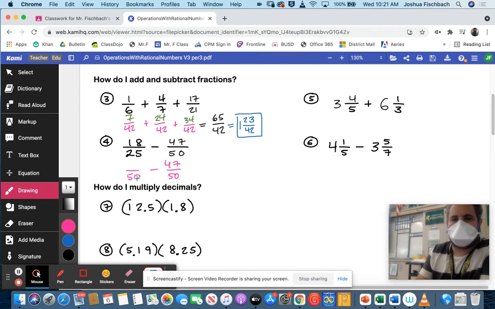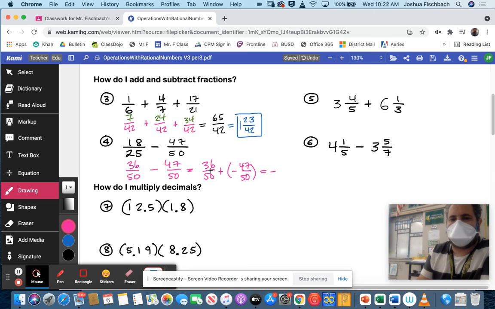25 times 2 is 50. 18 times 2 is 36. So you have 36 50ths, take away 47 50ths. Now, as you guys know, taking away is the same as adding a negative. So we can think of this as 36 50ths plus negative 47 50ths. Who's going to win that battle, positive or negative?